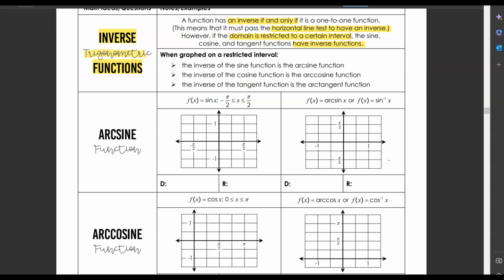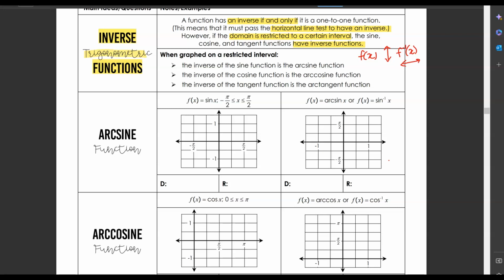For those of you who have taken college algebra, or are currently taking college algebra, we know that a function is defined as a function as long as it passes the vertical line test, and an inverse exists if it passes a horizontal line test.